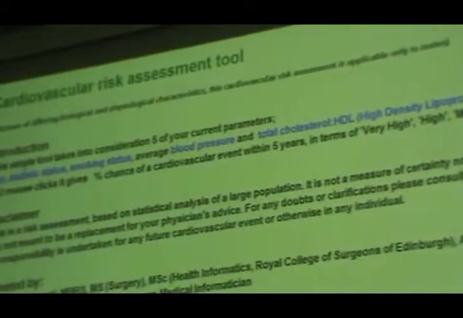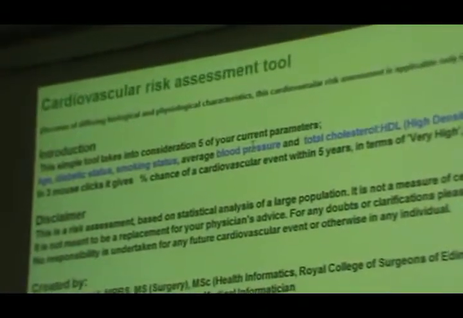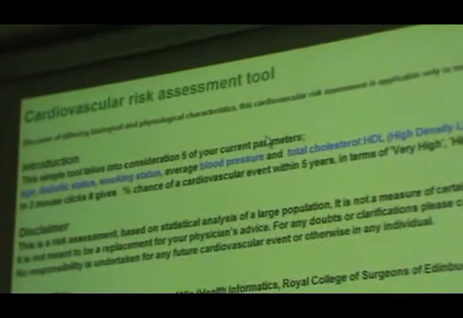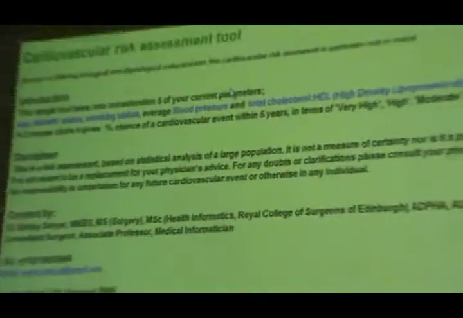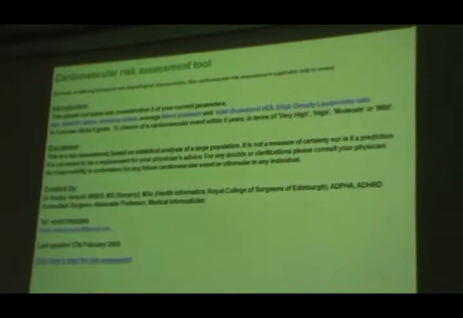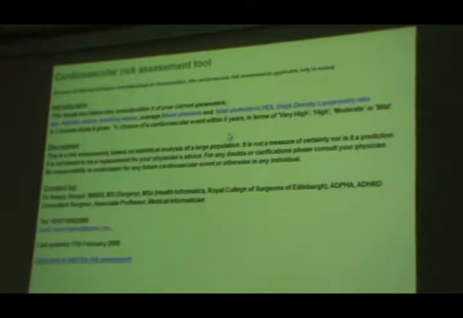For this, I had to use information from the American Heart Association, from various textbooks. This is not complete. That's why this is the horizontal evolutionary method. What are the 5 parameters that we use? The age of the patient, the diabetic status, smoking status, blood pressure, and the total cholesterol to HDL cholesterol ratio. As you know, HDL is the good cholesterol. So using these 5 parameters, I calculated the risk assessment of developing a cardiovascular event within the next 5 years.